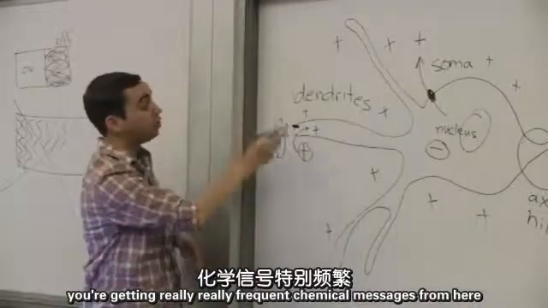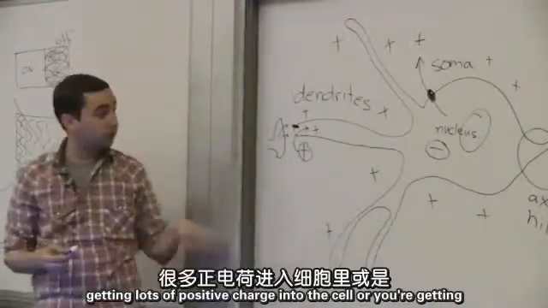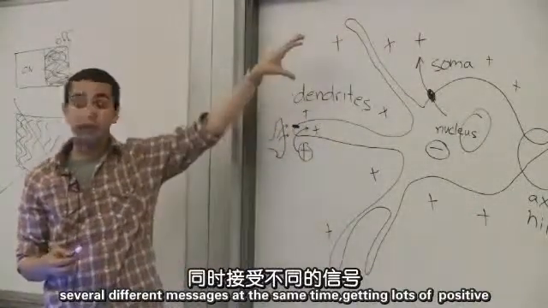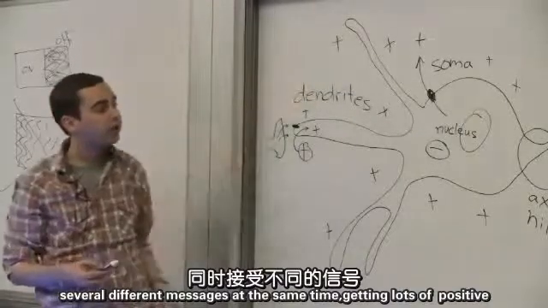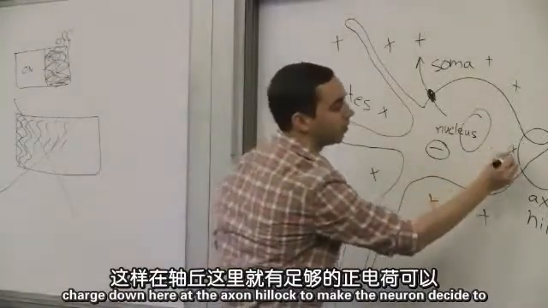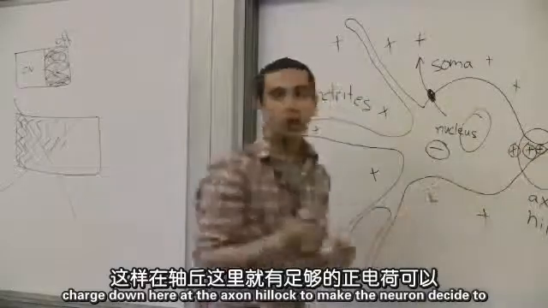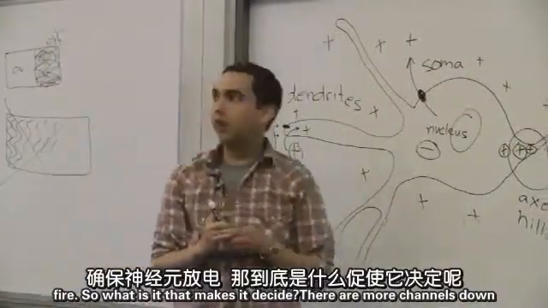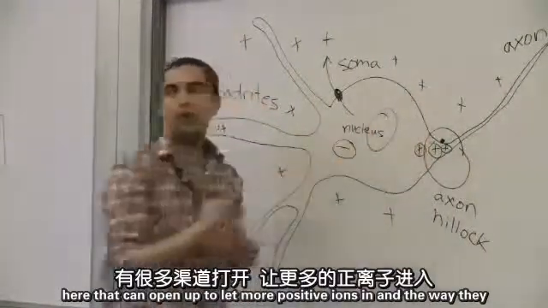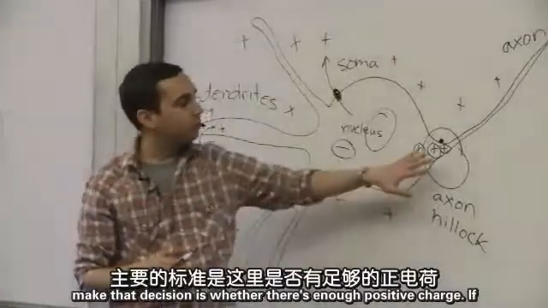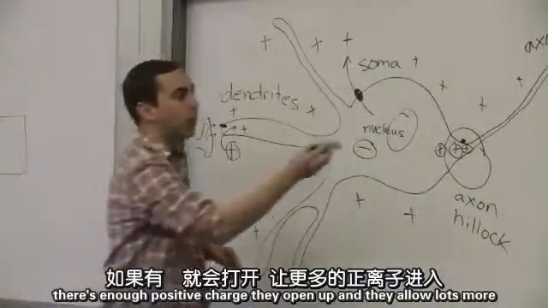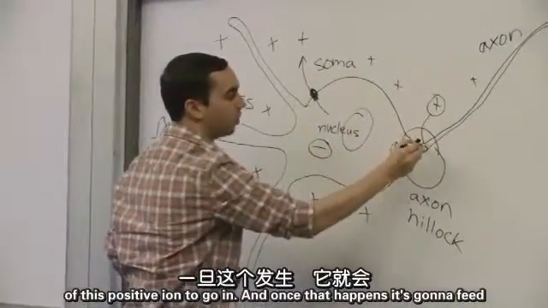But let's say you're getting really, really frequent chemical messages from here, getting lots of positive charge into the cell, or you're getting several different messages at the same time, getting lots of positive charge into the cell. Then you can end up with enough positive charge down here at the axon hillock to make the neuron decide to fire. So what is it that makes it decide? There are more channels down here that can open up to let more positive ions in, and the way they make that decision is whether there's enough positive charge. If there's enough positive charge, they open up and they allow lots more of this positive ion to go in.